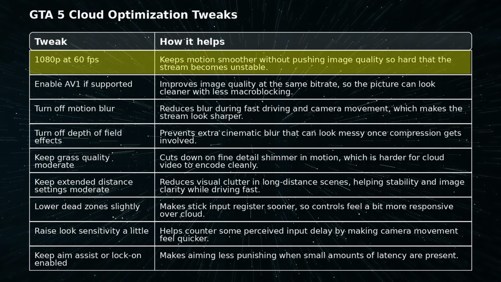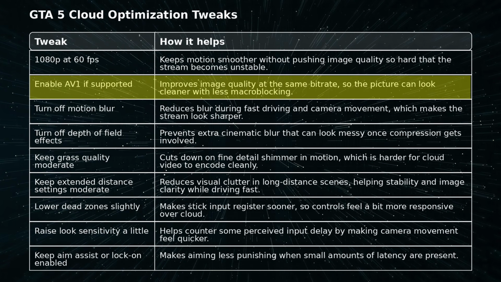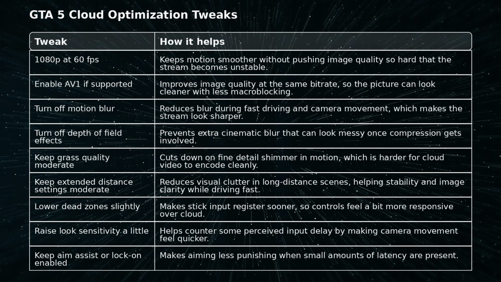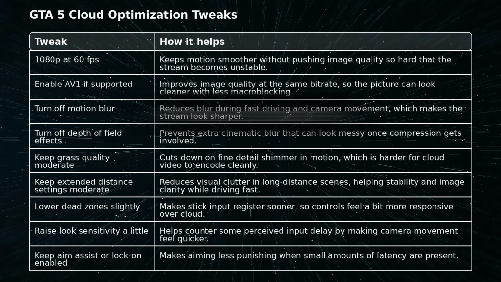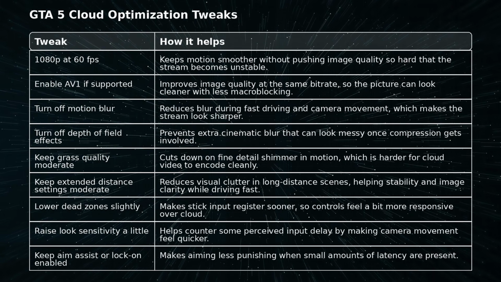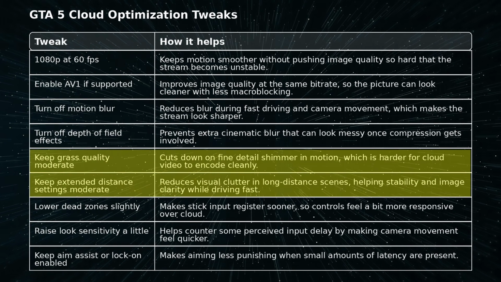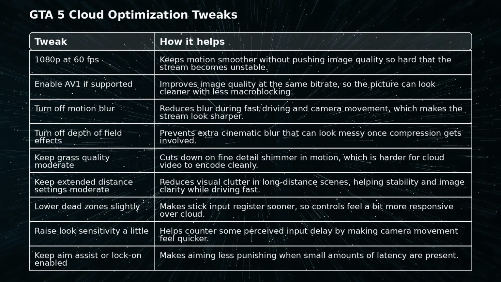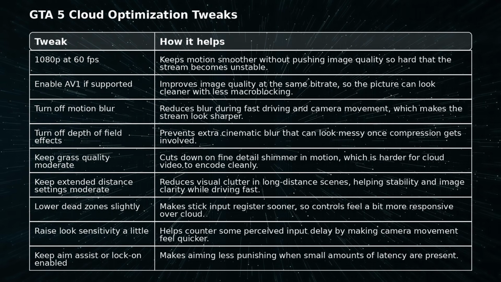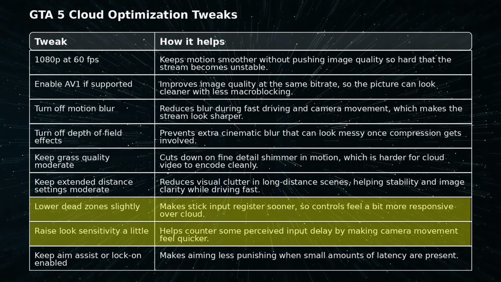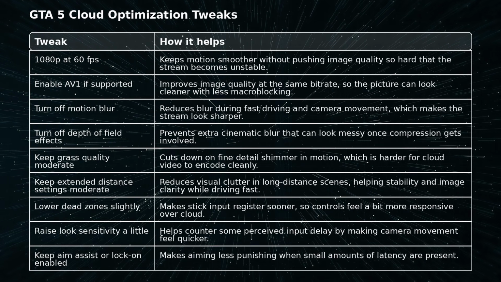For the best results, start with 1080p at 60 frames per second and enable AV1 in your Boosteroid profile settings. That should keep the image cleaner at the same bitrate, but on iOS, the AV1 path depends on the model of your iPhone. Only iPhone 15 and newer have access to it. Inside the actual game, turn off motion blur and depth of field effects first, then keep grass and extended distance settings sensible instead of cranking them to the moon, because those details can make a stream break into shimmer and compression mush. And in the controls, lower dead zones slightly, raise look sensitivity a little, and keep aim assist or lock on enabled so the game feels snappier on a handheld.